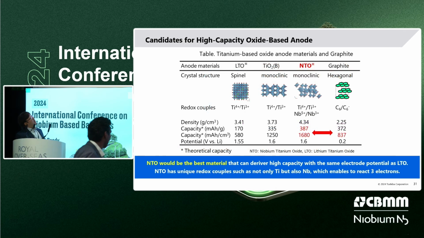So Toshiba has been searching for a next generation anode material. And as you can see here, we consider that NTO would be the best material. This can deliver high capacity and almost the same potential as the LTO. NTO also has very unique redox couples, not only titanium, but also niobium. This combination enables the reaction of 3 electrons per unit cell, and leads to a higher capacity, even compared with the graphite material.